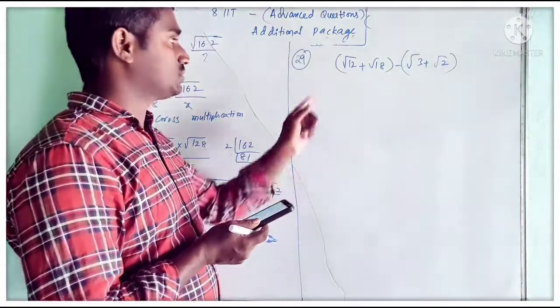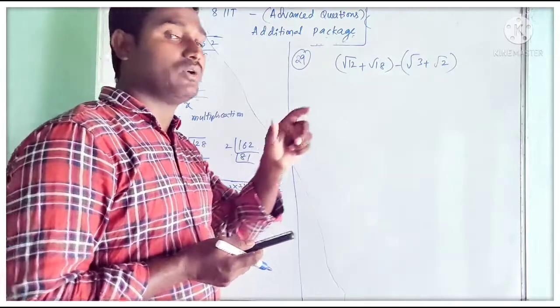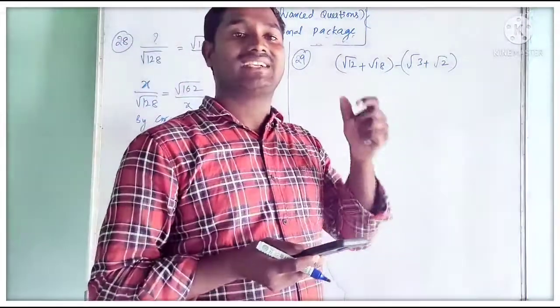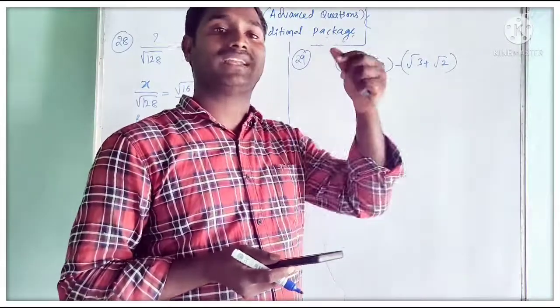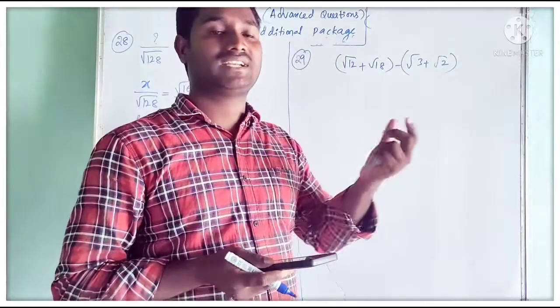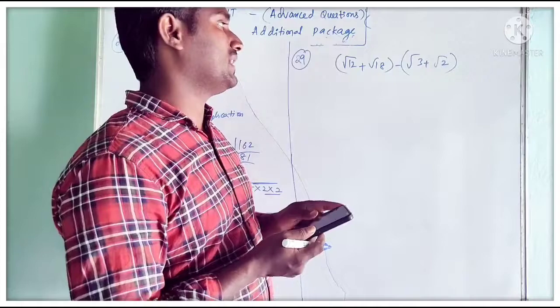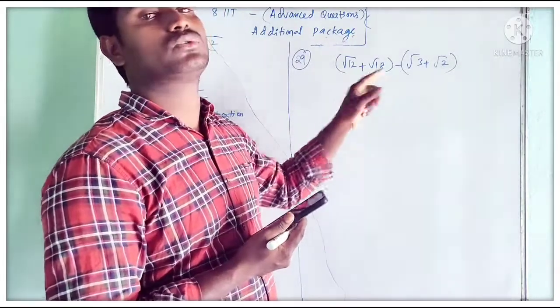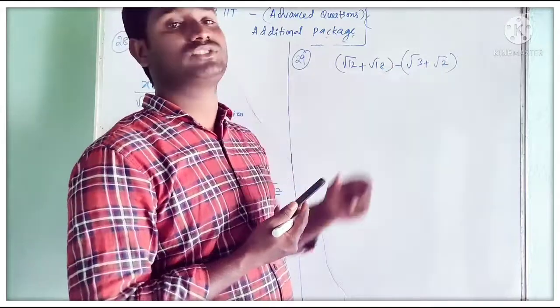How much does root 12 plus root 18 exceed root 3 plus root 2? So how much does 10 exceed 6? Means 4, that is 10 minus 6. How much does 20 exceed 8? That is 20 minus 8, 12. How much does root 12 plus root 18 exceed root 3 plus root 2? That means root 12 plus root 18 minus root 3 plus root 2.